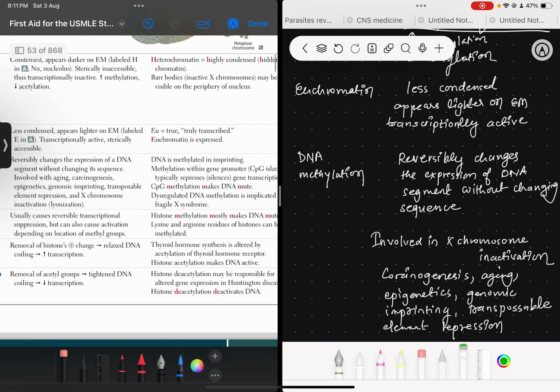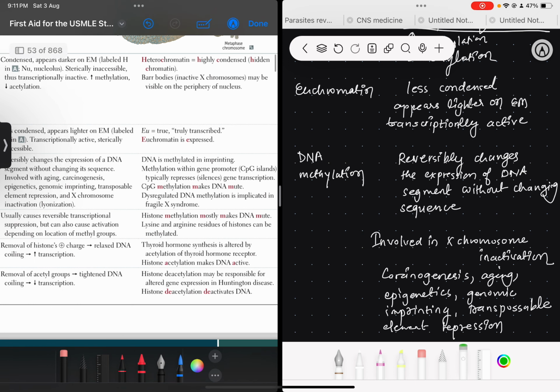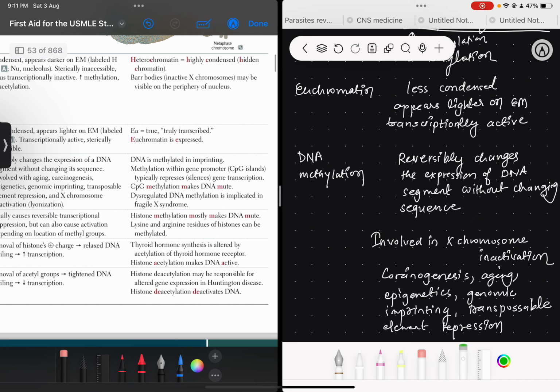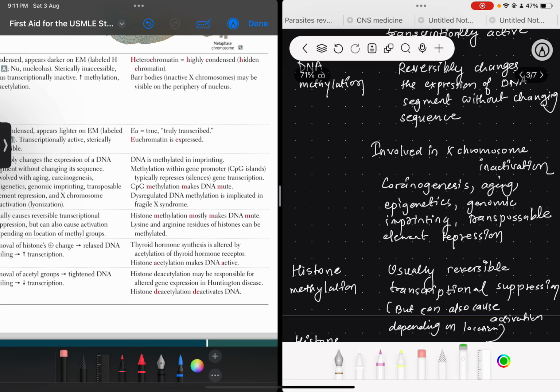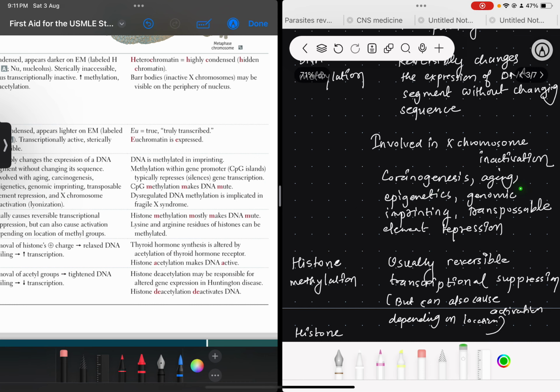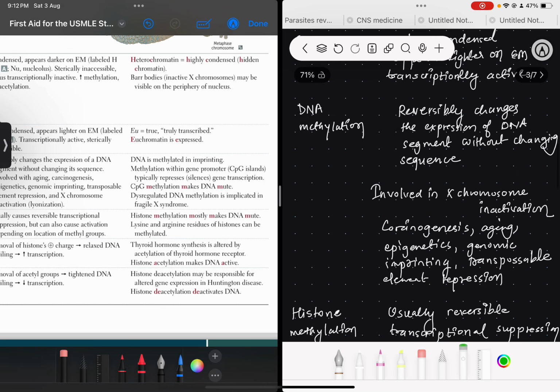DNA methylation imprinting. Methylation within a gene promoter typically represses or silences gene transcription. So you can remember that methylation makes DNA mute. That's why it is involved in X chromosome inactivation, carcinogenesis, aging, epigenetic changes, genomic imprinting, and transposable element repression. So this was about DNA methylation.